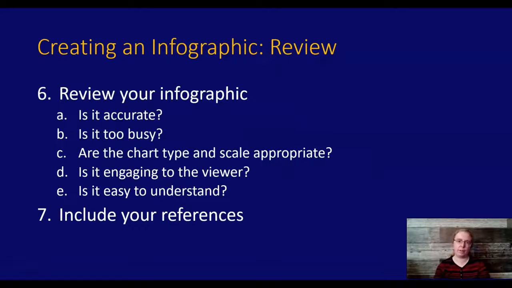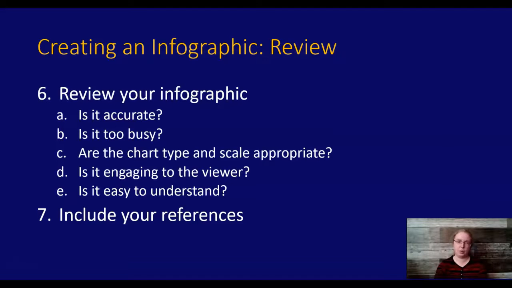Once you're satisfied with the graphical design of your infographic, it's time for the review phase. Review your infographic to consider, is it accurate? Does it convey the correct information and data? Is it too busy? Is there enough white space for readers? Are the chart type and scale appropriate for the information that you're displaying? Is it engaging to the viewer? And finally, is it easy to understand?